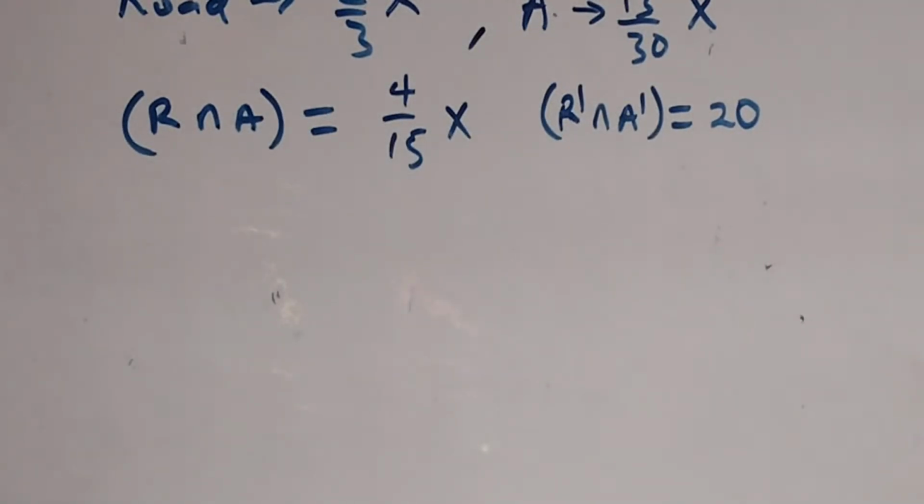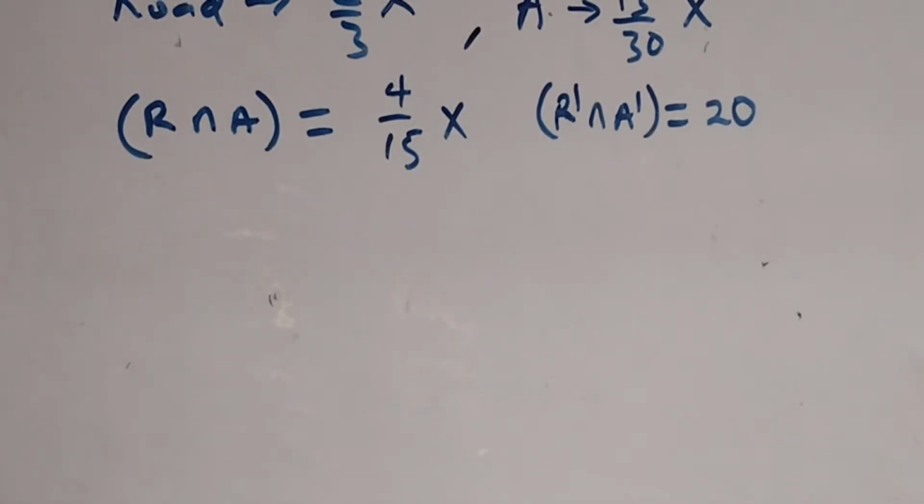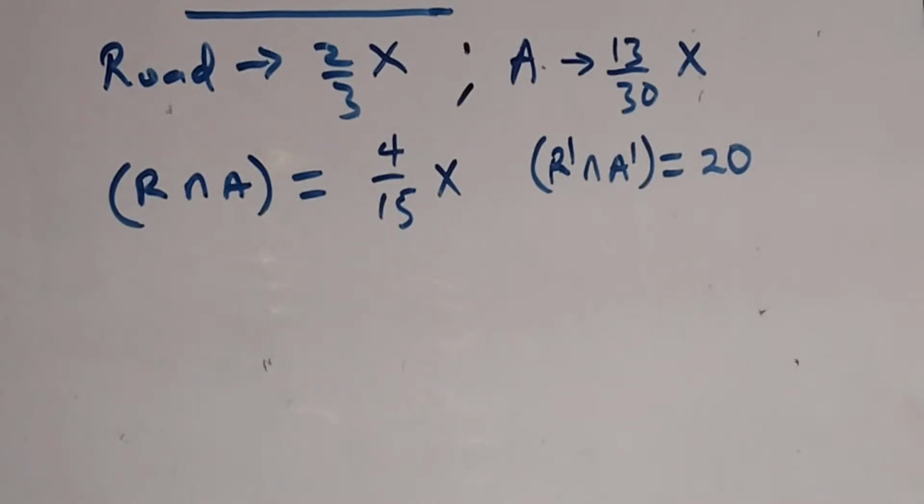20. They gave us that certain number. That's a fraction of the total. So that one is certain. The number is certain. Now, represent the information on the Venn diagram.